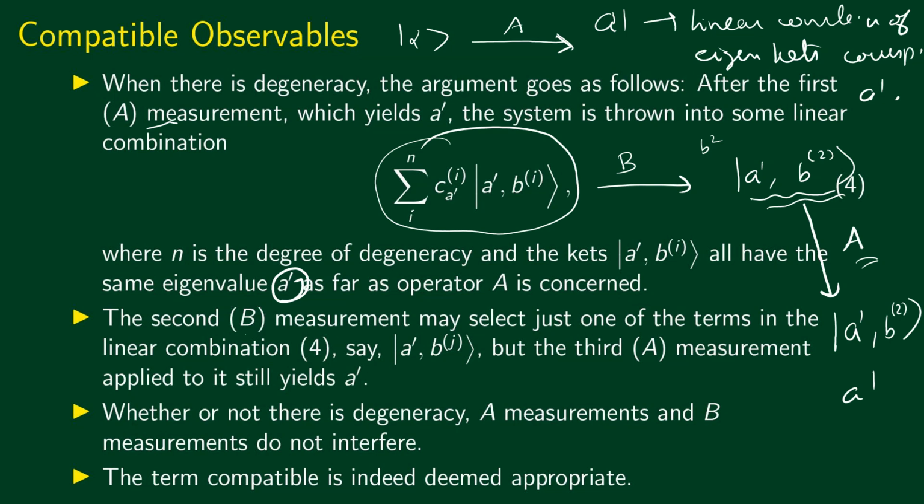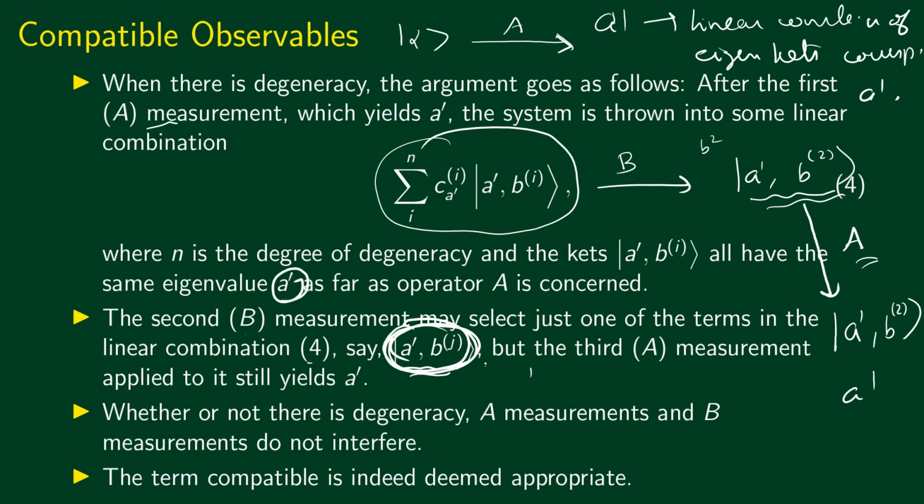The second B measurement may select just one of the terms in the linear combination, say A prime Bj. Okay, this means that I have measured Bj for the observable B. All right, but the third A measurement applied to this ket again yields A prime. Why? Because this is already an eigenket of observable A. There's no change, so I'll again get A prime.